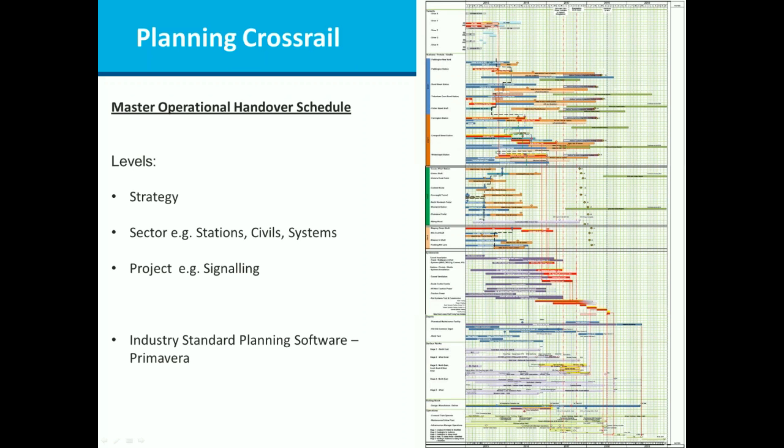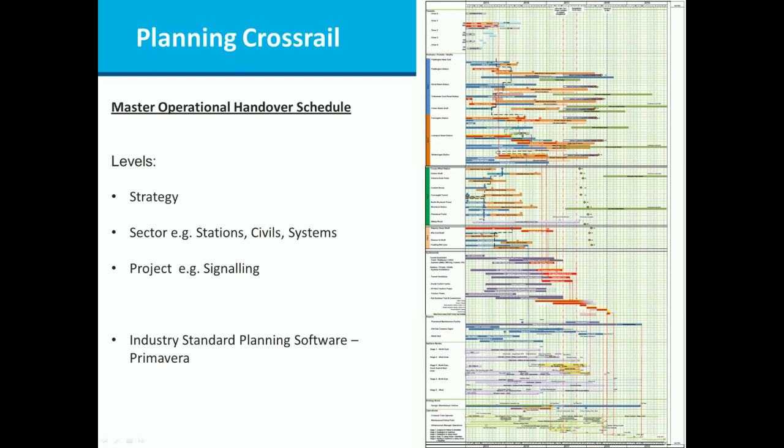So we have a number of levels of our Master Operational Handover Schedule. I'll come on to those a little bit later, but we've obviously got strategic aspects. What you see on the right-hand side of the screen is effectively what we call our Level 0 strategic schedule. We'll come back to it later. So we've got strategic aspects, we've got sectors. We're organized through a series of sectors at Crossrail, so stations is a sector, so is civils, as is systems or system-wide as we call it.